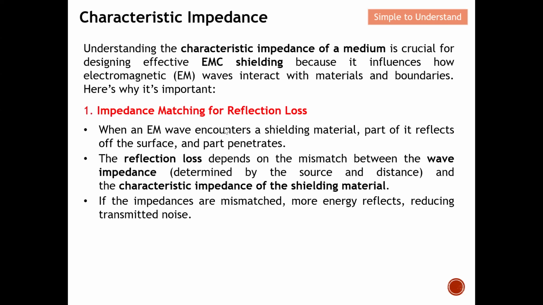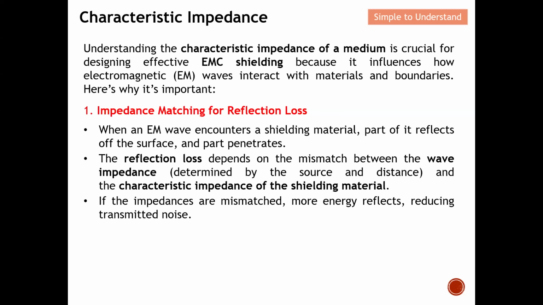equations. So why do we need to calculate the characteristics impedance of the medium that we use as EMC shielding? This is very important, because the characteristics impedance influences how the EM wave interacts with the material. Basically, the EM wave hits the surface of the material. This is what we call the boundary. Different types of material will have different interaction with the EM wave. So therefore, all these are very important.